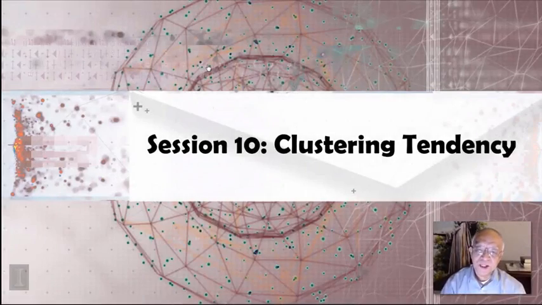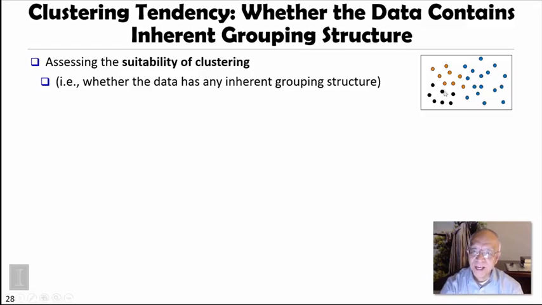In this session, we are going to study another important issue called clustering tendency. What is clustering tendency? That means we want to study whether the data sets we have really contain clusters. That means whether the data contains some inherent grouping structure. Otherwise, even using randomly generated data, you may find a certain number of clusters. However, it does not really make sense. That means we want to assess whether the data is suitable for clustering.